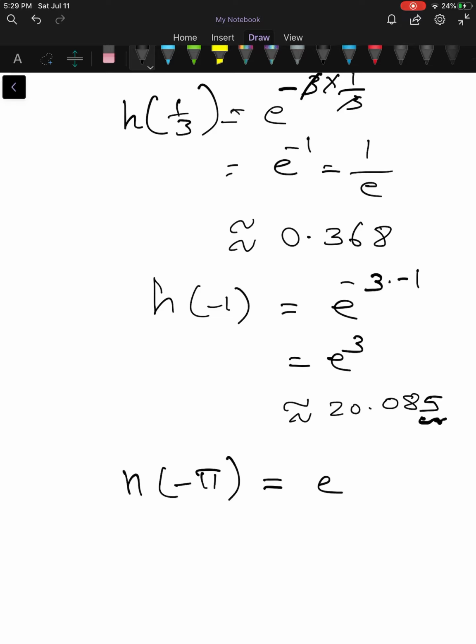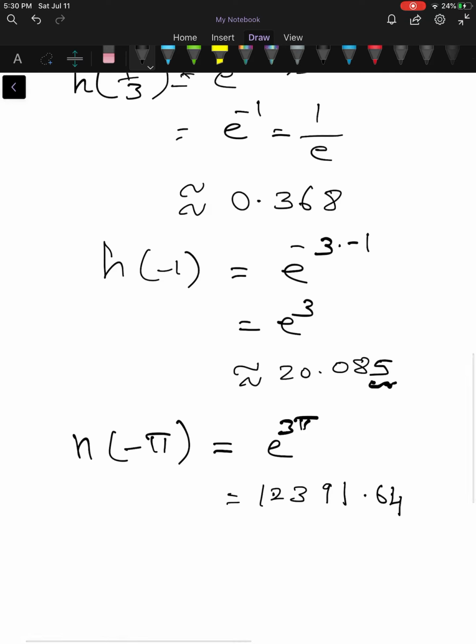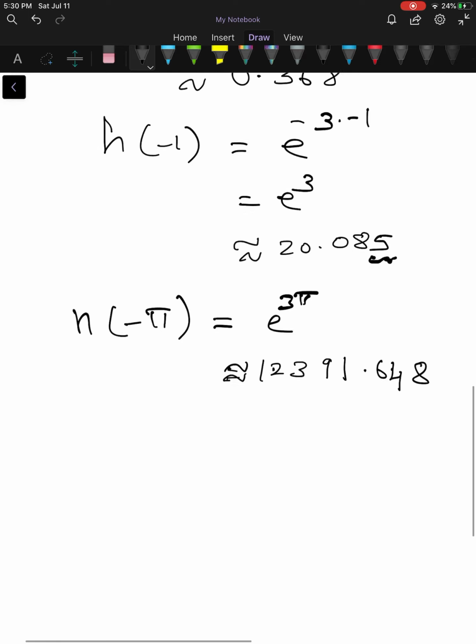So this is h of negative pi, that would be e to the power of 3 pi. Okay, so if I substitute in the calculator 3 pi, that gives us 12,391.6478. I have 78, so I will make it 8. So this is approximately 12391.648. So this is how you evaluate exponential functions.